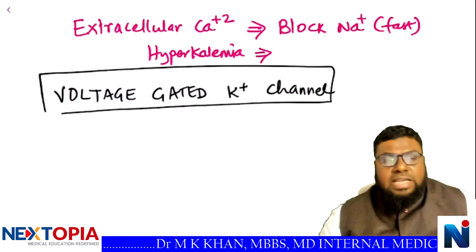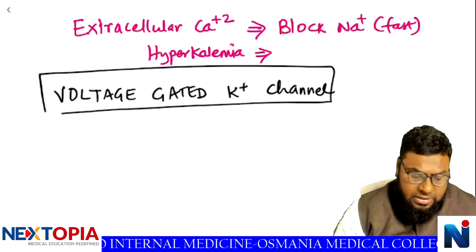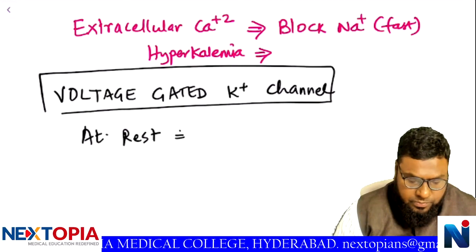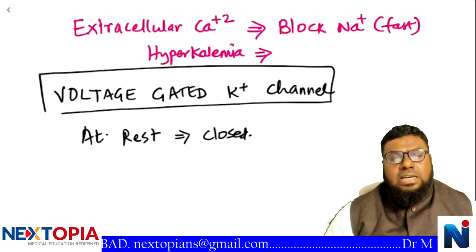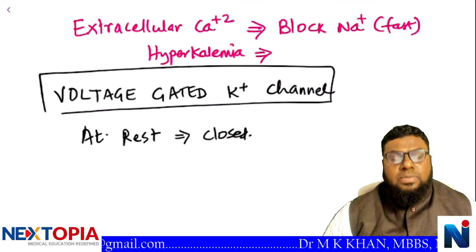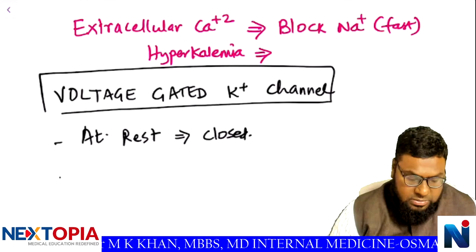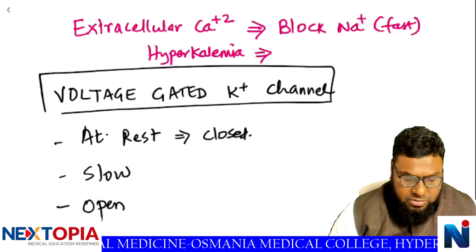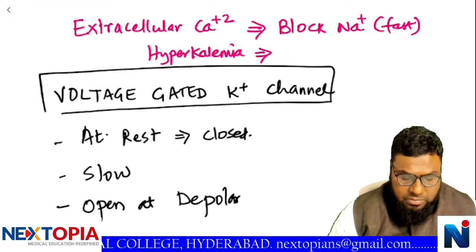This voltage gated potassium channel is actually closed in resting state. So at rest it is closed. But whenever depolarization occurs, depolarization opens the potassium channel. But it is a slow channel, and it opens at depolarization. These are the properties of the voltage gated potassium channel.